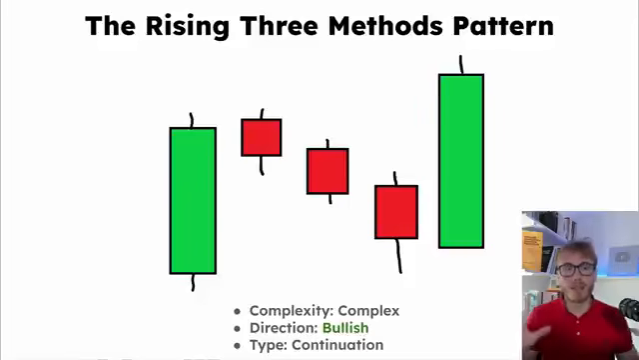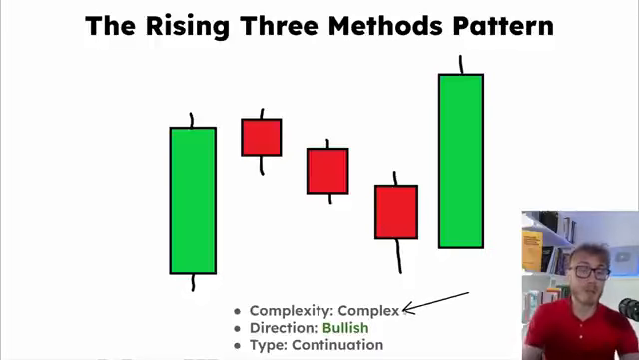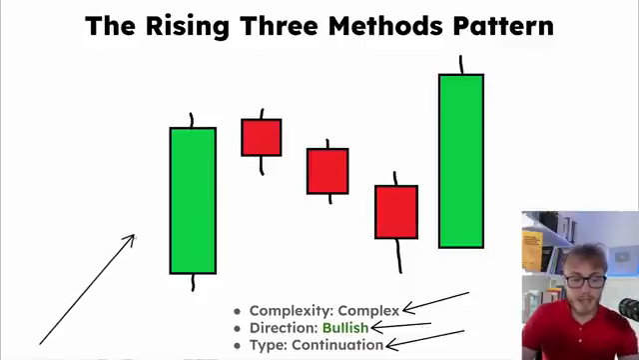Okay, so let's take a look at the Rising 3 Methods pattern. And as you guys can see, this right here is a pretty large pattern, so it's definitely a complex pattern because this one consists of 5 candlesticks. The direction of this pattern is bullish and the type here is continuation. So it's very important that before this pattern appears, we need to see an uptrend.